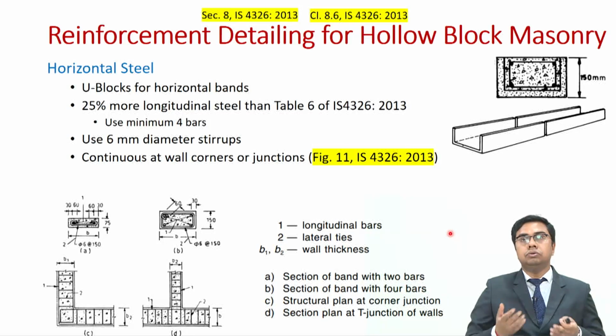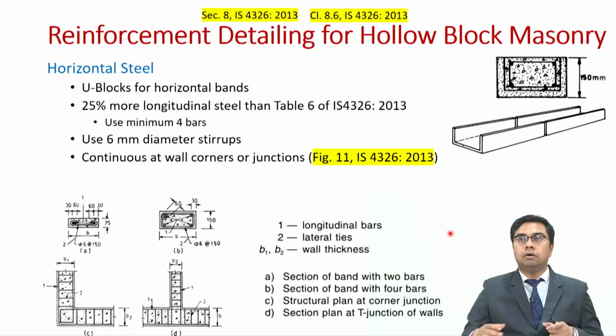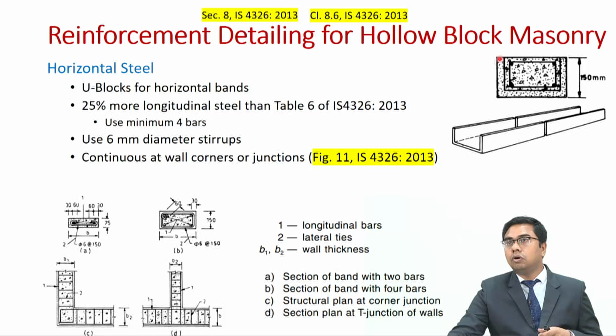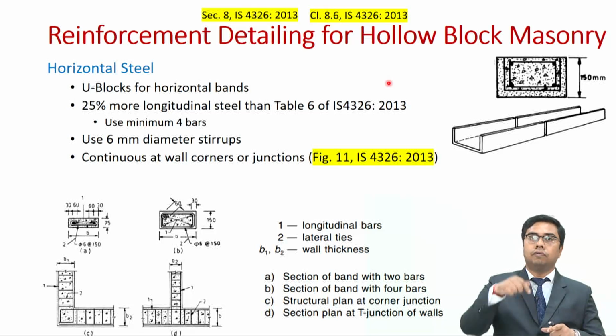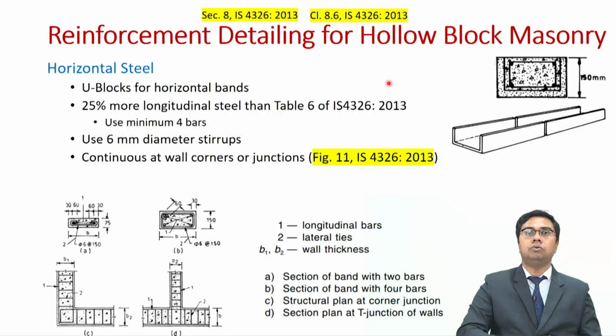Sometimes we also use reinforced masonry. How do we use reinforced masonry? For that, we need to use hollow block masonry blocks. So, hollow block masonry is a masonry block in which we have an orifice, that is, the unit is hollow. So, that allows us to provide vertical steel throughout the building height or the wall height.